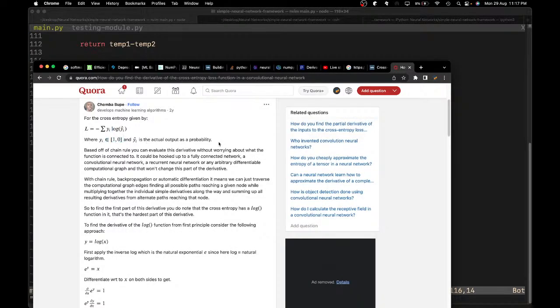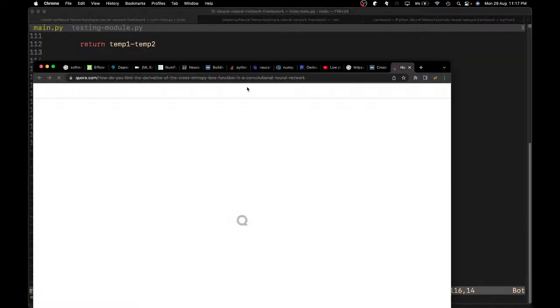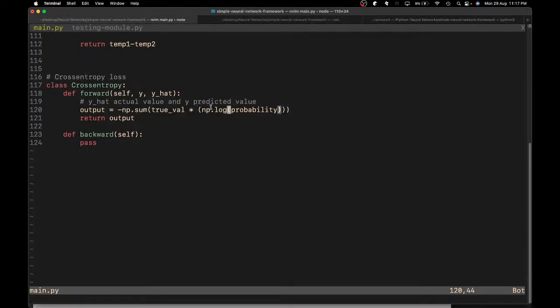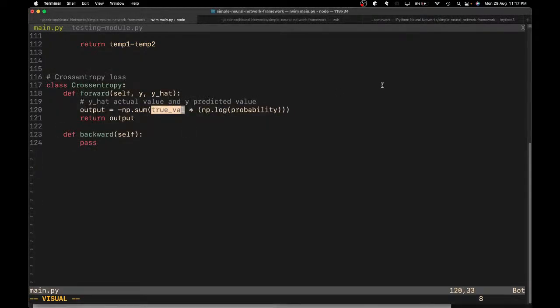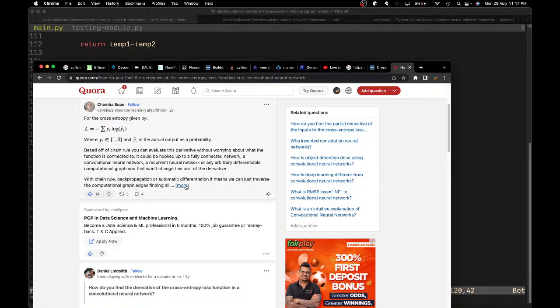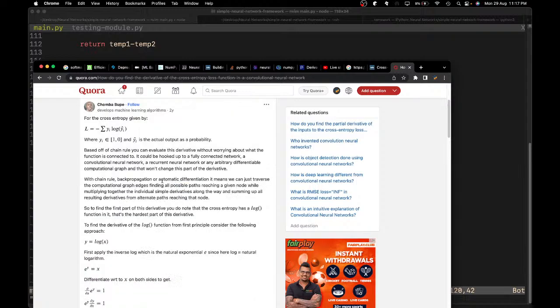So, all right, let's just go with the one that they have shown here. Not a big issue. You can just add y in there, multiplied by y hat. All right, with chain rule, backpropagation, or automatic differentiation. Oh, okay. Kind of get it.